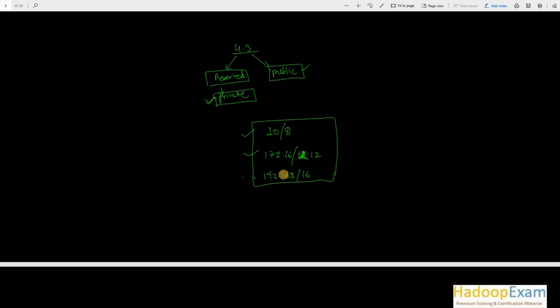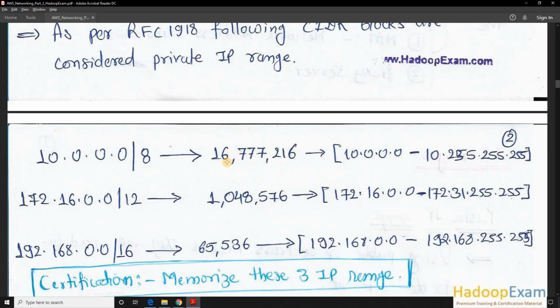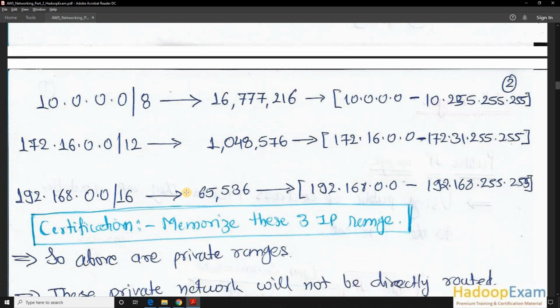So this is a huge number of IPs. If you see, this is a huge range, and this is also another huge range of IP addresses, and this is another huge range of IP addresses. So these are the reserved IP addresses, which are known as private IP addresses. Memorize these three IP ranges.